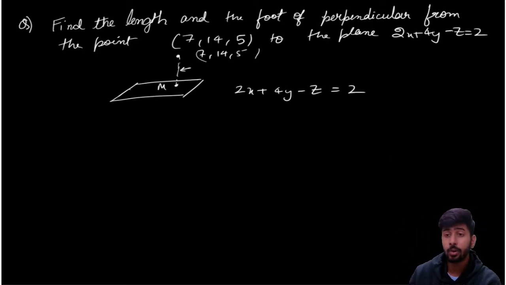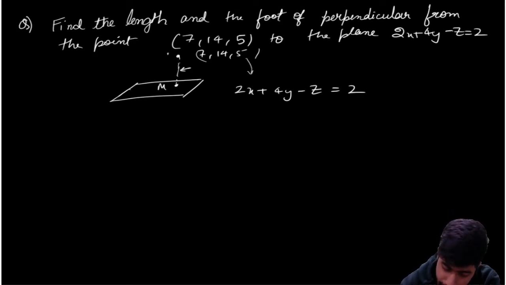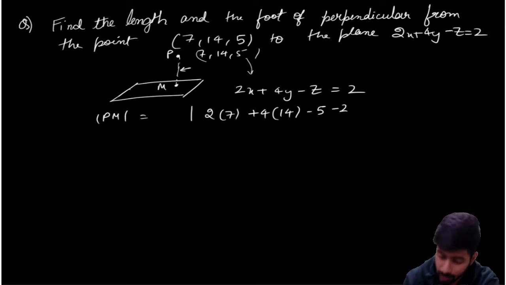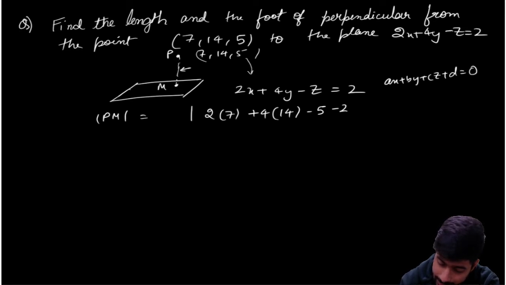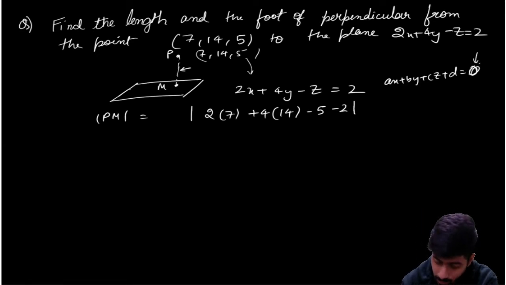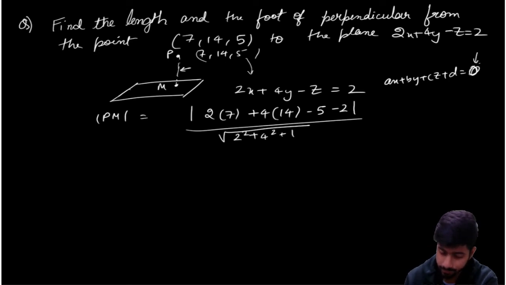Now, I already told you distance is a very simple formula. Just put this point in the plane. So let this distance be PM. PM is nothing but mod of, put the point in the plane, 2 into 7 plus 4 into 14 minus 5 and minus 2, like bring that equal to 2 on this side. To apply this formula, the plane has to be in this form, like this has to be 0 here. So you'll have a minus 2 also, divided by under root a square plus b square plus c square. A is 2, 2 square plus 4 square plus 1.